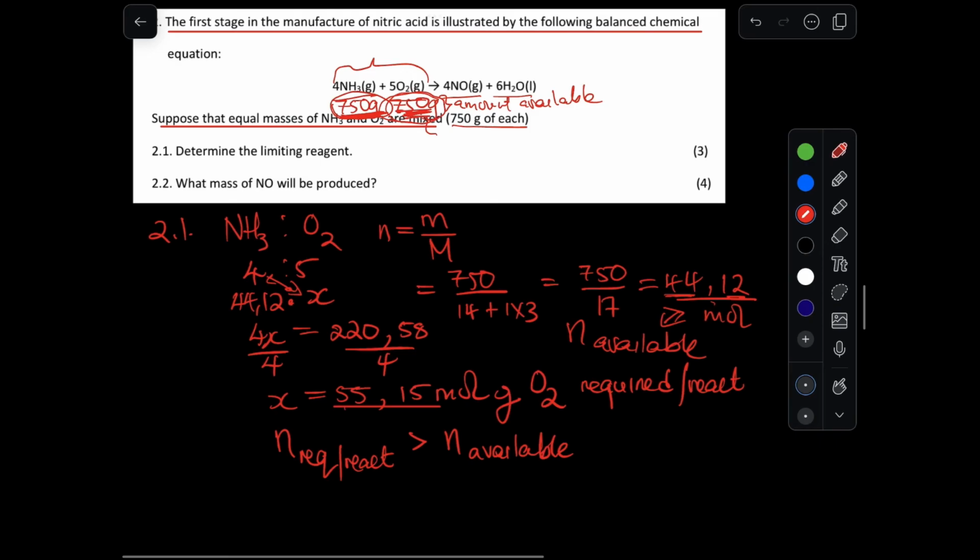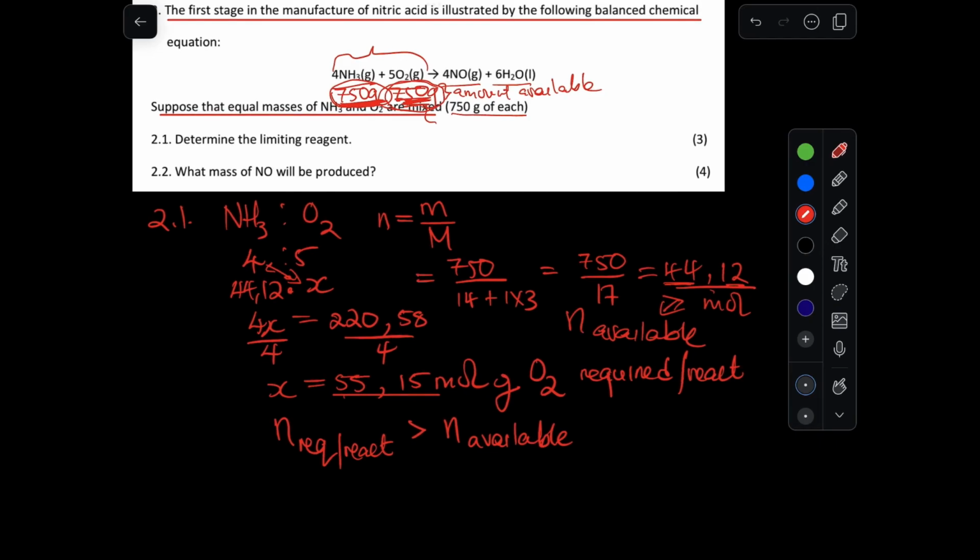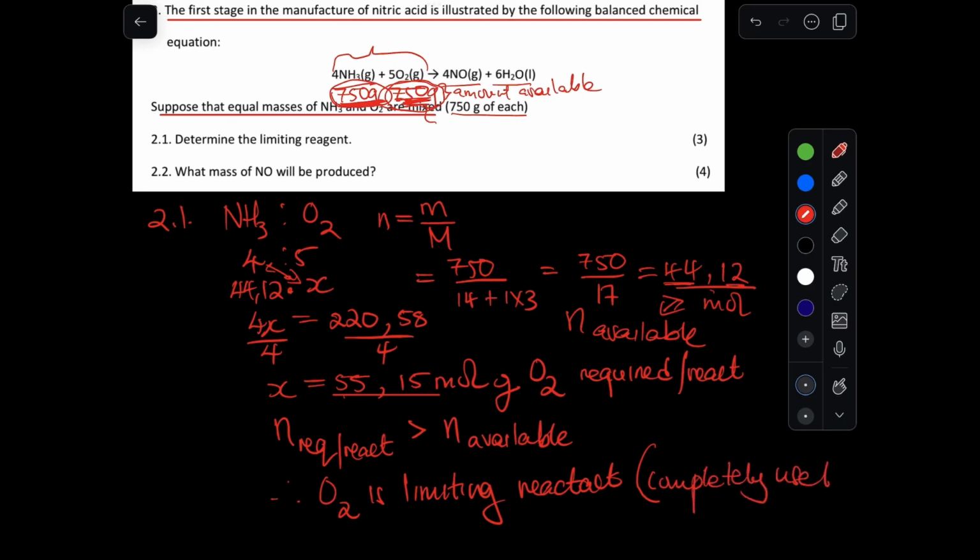So if the number of moles that is required, or the number of moles that is going to react, is bigger, therefore we conclude that oxygen is a limiting reactant. So if oxygen is limiting, that means it's going to be completely used up.